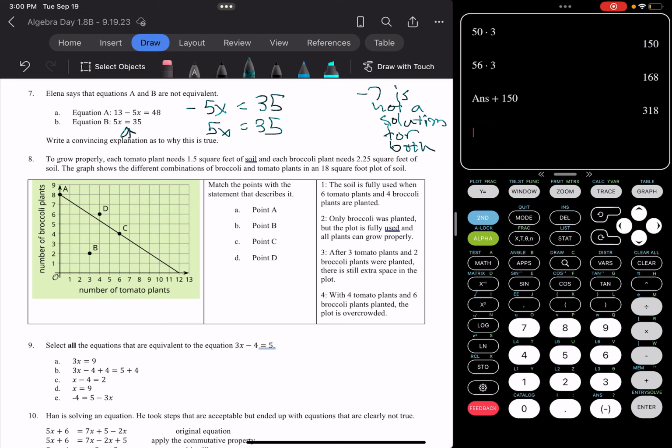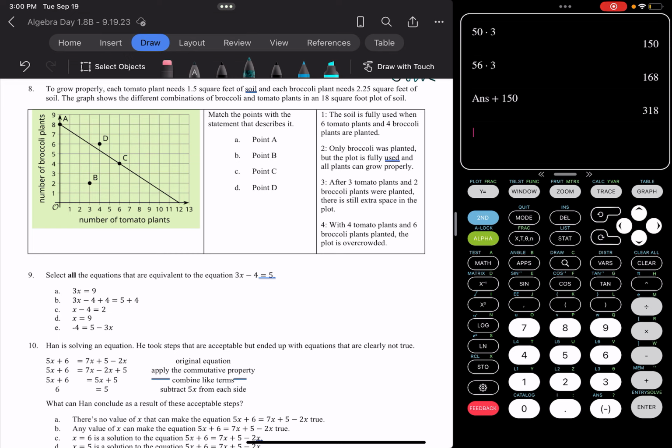And we can see that quite clearly because of that negative sign. So you could also say because of the negative sign, when we simplify and combine like terms, we end up with a negative 5x in one and a positive 5x in the other. They obviously then cannot be equivalent.